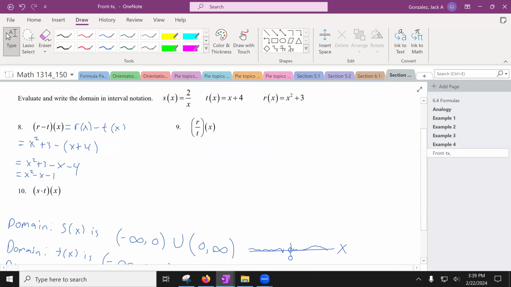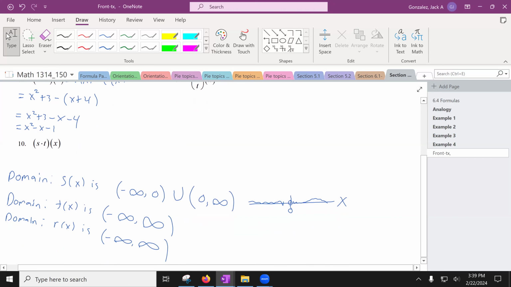S times T. S had an issue, so that issue is passed on to this product. Like we said, S could not be 0, so this domain will be the same. Even though T was everything, S wasn't. So once it's together, this has the same problem. It kind of inherits the problem. If they both had restrictions, then you would have the same restriction for both.